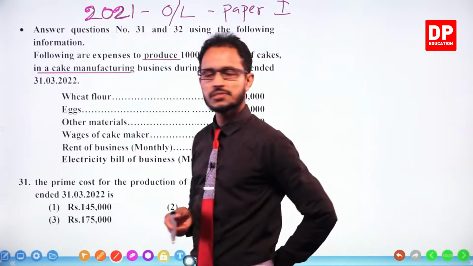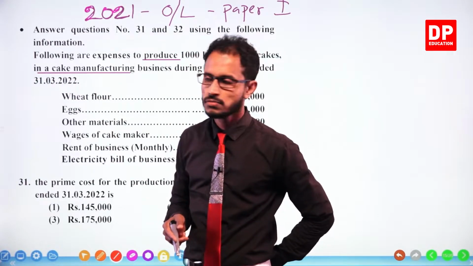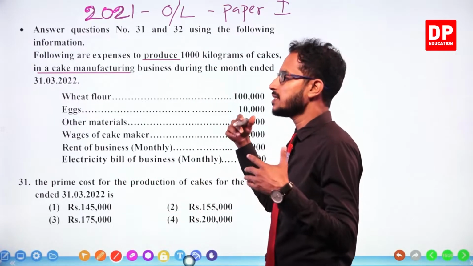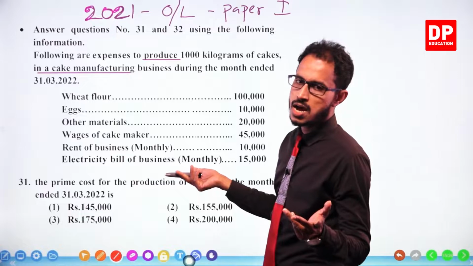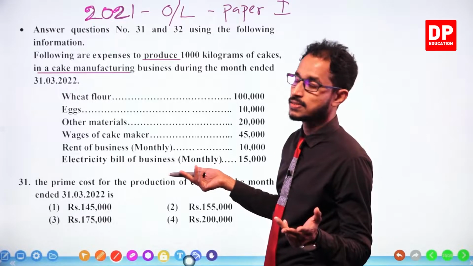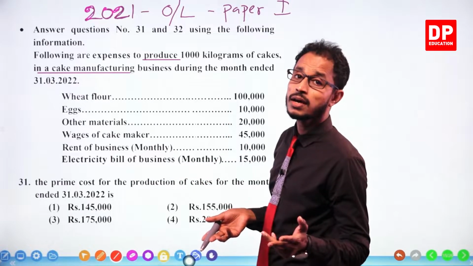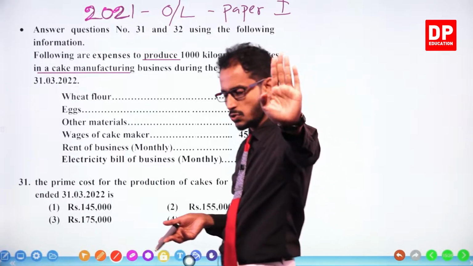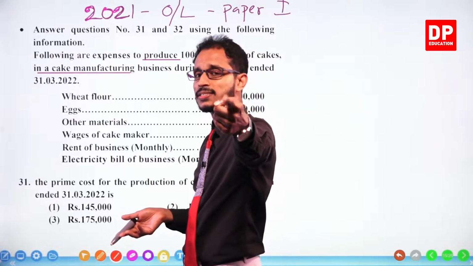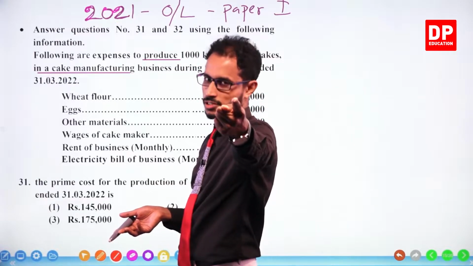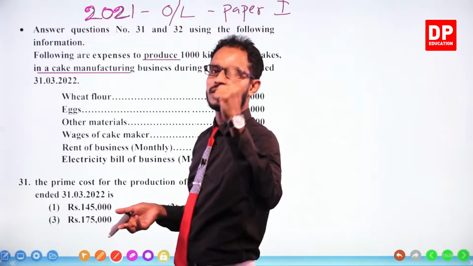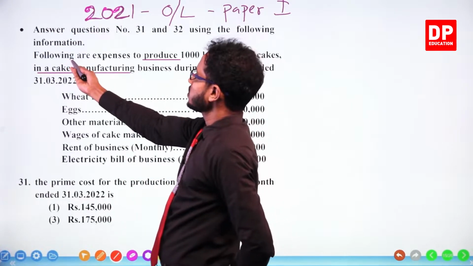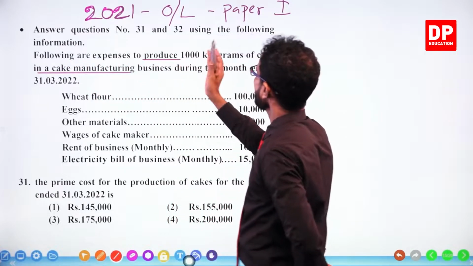Cake manufacturing business. You can at once guess that this is from which lesson? Is the question from non-profit organizations? No. Yes, that's right, production cost. This question is from production cost. Statement of production cost. So they say expenses to produce 1000 kilograms.